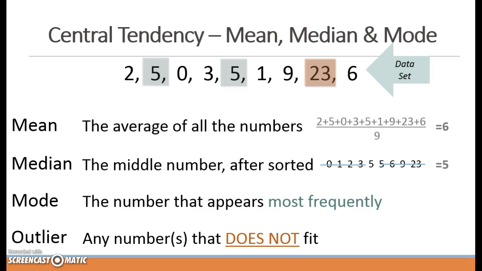So in this video, we talked about what mean is, what median is, mode, and outliers. So we're going to review this more in class tomorrow, and now that you know the definitions, you'll be able to solve the problems that I give you.